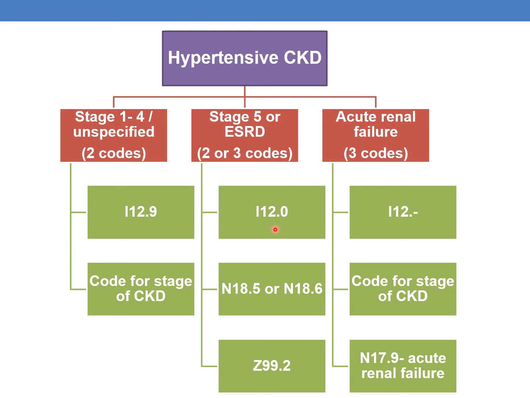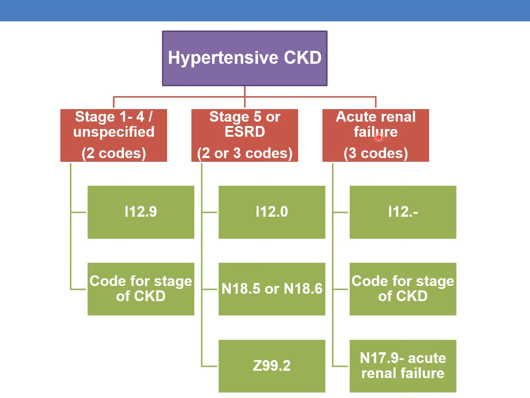First code is I12.0, followed by N18.5 or N18.6. Then if the patient is on renal dialysis, this is the additional third code, you have to assign Z99.2, hemodialysis status. Hence, if the patient is hypertensive and suffering from stage 5 or stage 6 CKD, you need to assign two or three codes based upon the requirement.